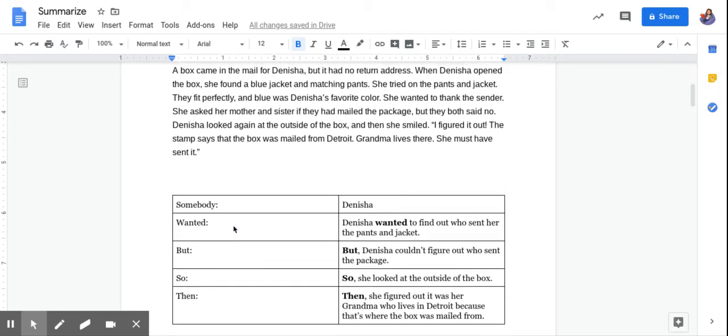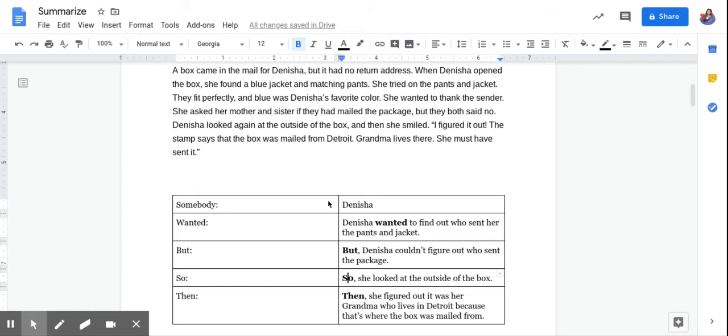So all you have to do is find the key points of the story and jot them down. We stop and jot. So Denisha was our somebody. We figured out what Denisha wanted, but what the problem was. So then, how did the story end?